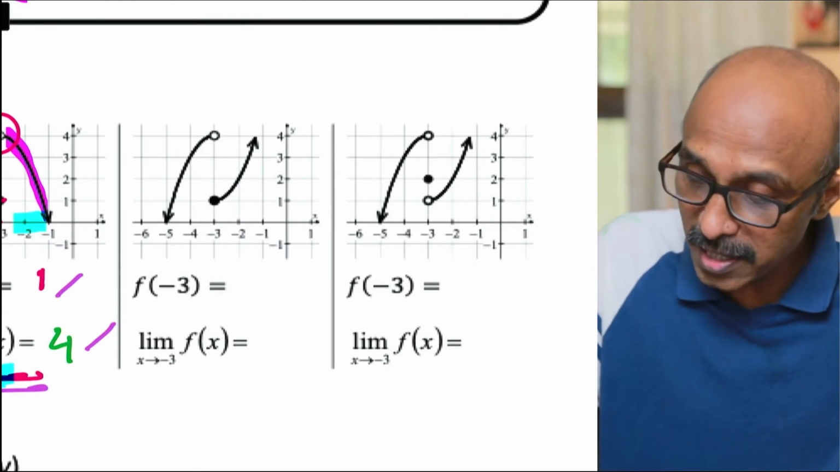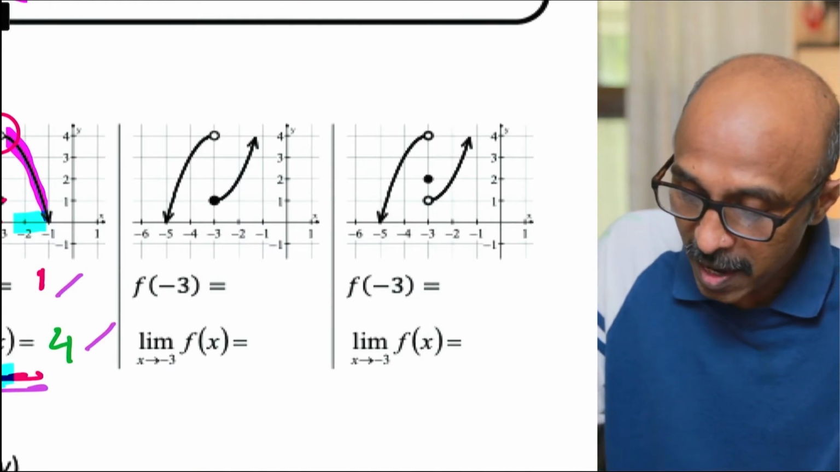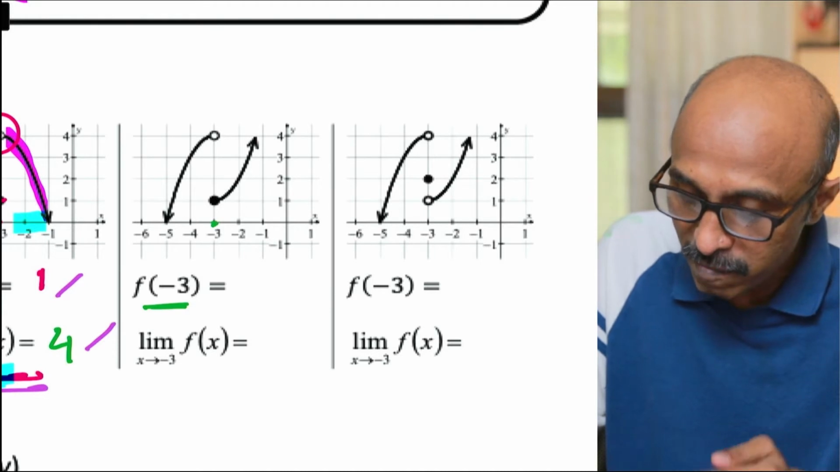Okay, fourth example. This is a different function this time. It's a piecewise function, f of -3. So if you look at the value of the function, we've got 2 pieces.